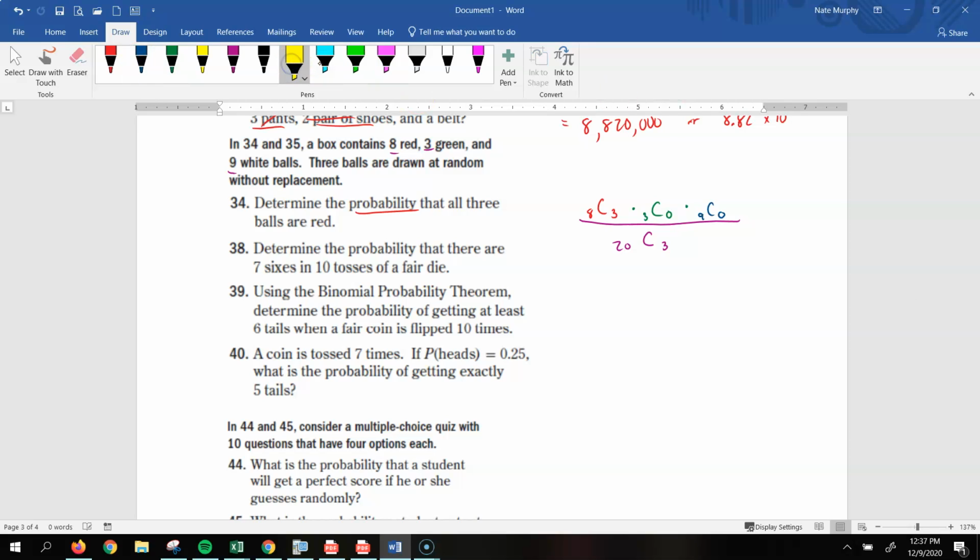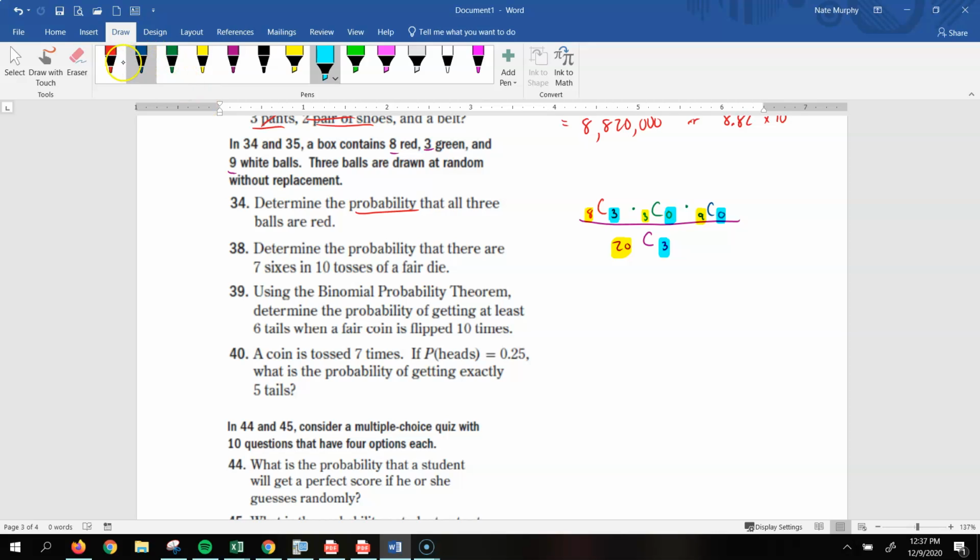So here's what I'm getting at. If we have this set up properly, in our numerator, the n values will all add up to be whatever n is in our denominator. So 8 plus 3 is 11, plus 9, sure enough, is 20. Our r values, the 3, the 0, and the 0, when you add those together, should add up to be the r value in our denominator. So if that's the case, that's how you can make sure that you've got this set up correctly.